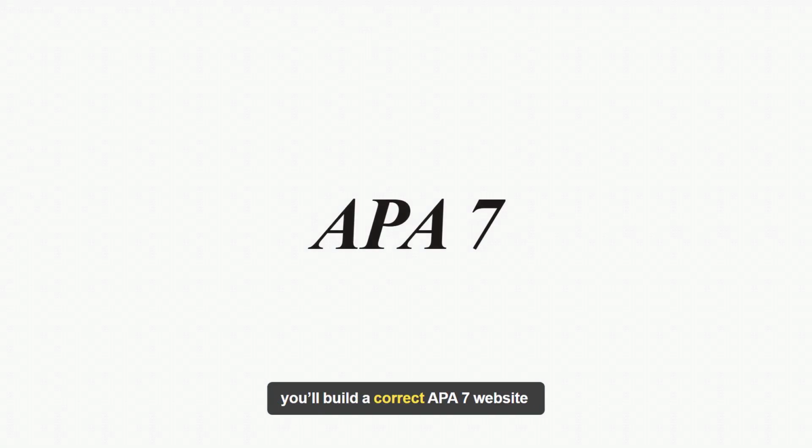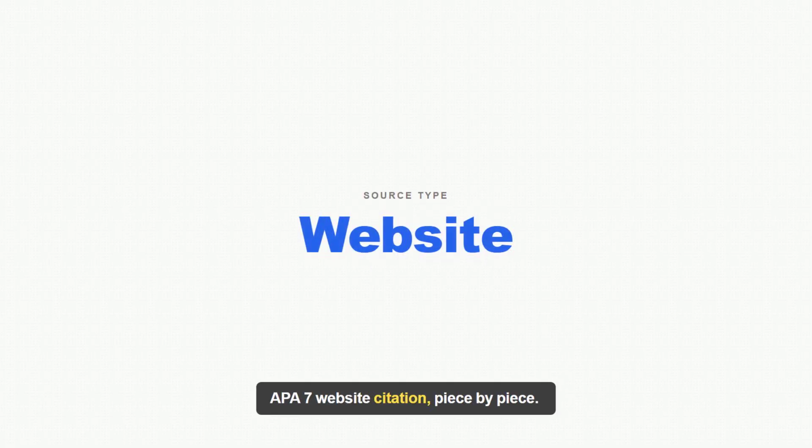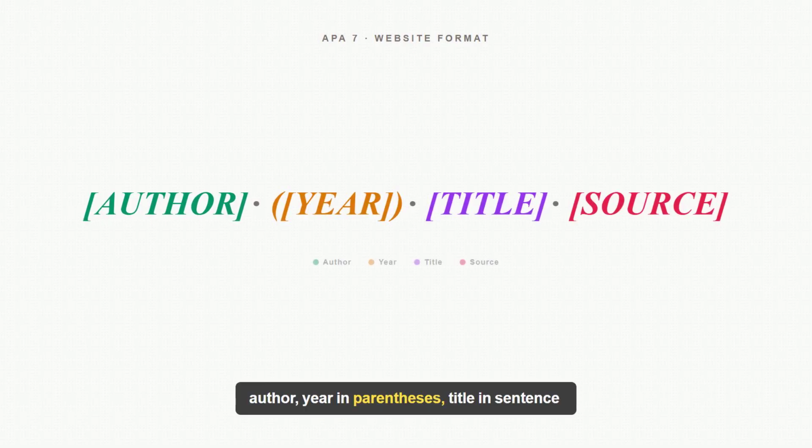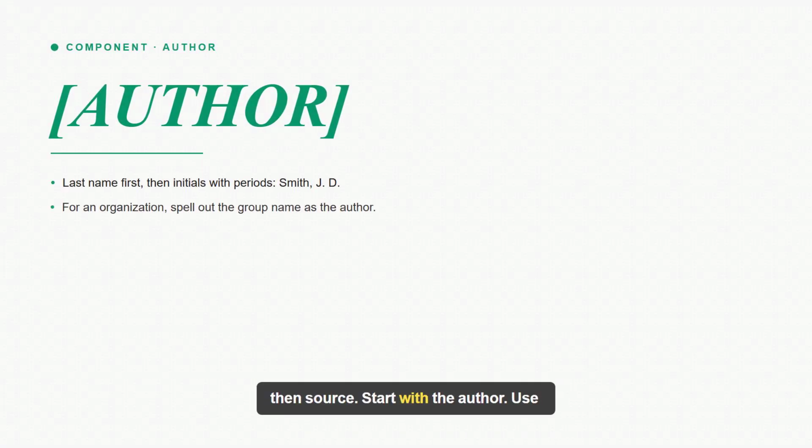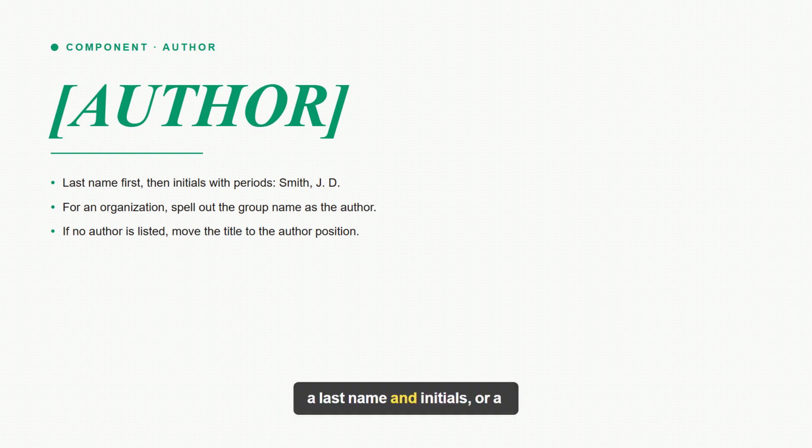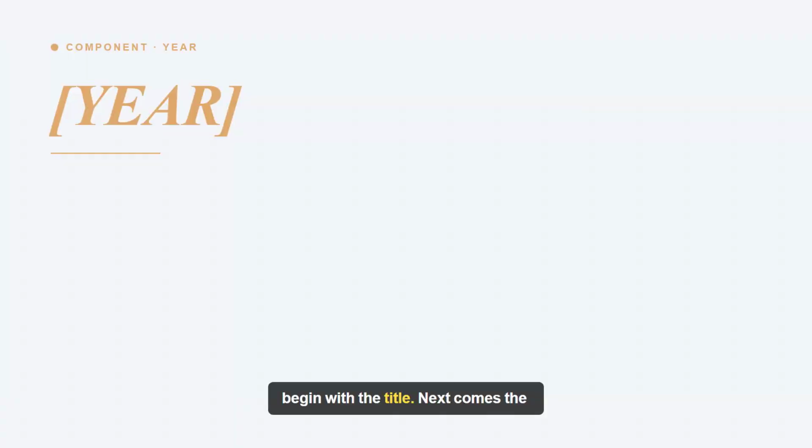Today, you'll build a correct APA 7 website citation, piece by piece. The skeleton is author, year in parentheses, title in sentence case, then source. Start with the author. Use a last name and initials, or a group name. If none appears, begin with the title.